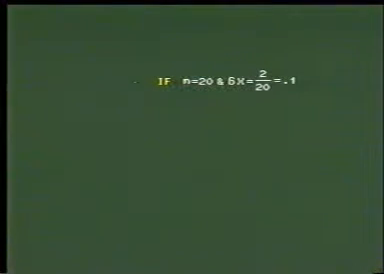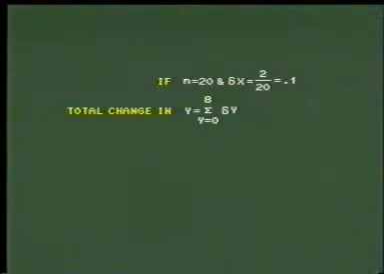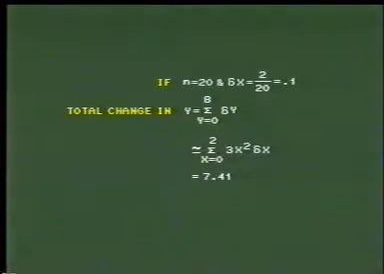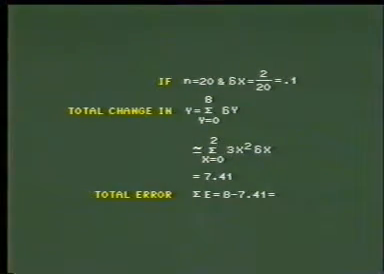Similarly, if n is equal to 20 and delta x is equal to 2 over 20, which is equal to 0.1, then total change in y is equal to sigma delta y varies from 0 to 8, which is approximately equal to sigma 3x square delta x varies from 0 to 2, which is equal to 7.41, and the total error sigma e is equal to 8 minus 7.41, which is equal to 0.59.